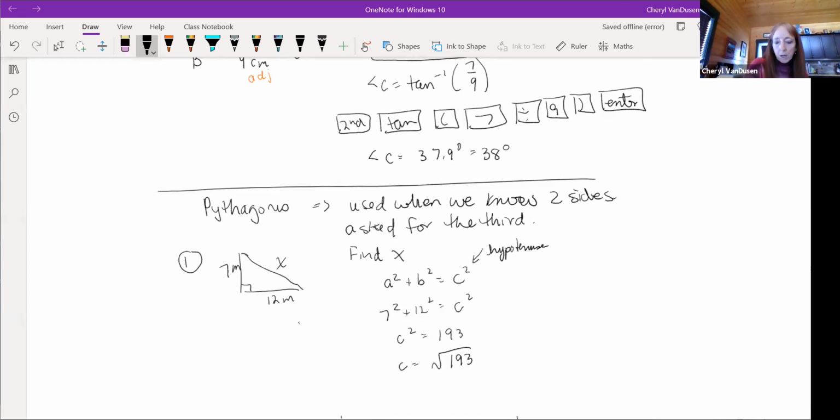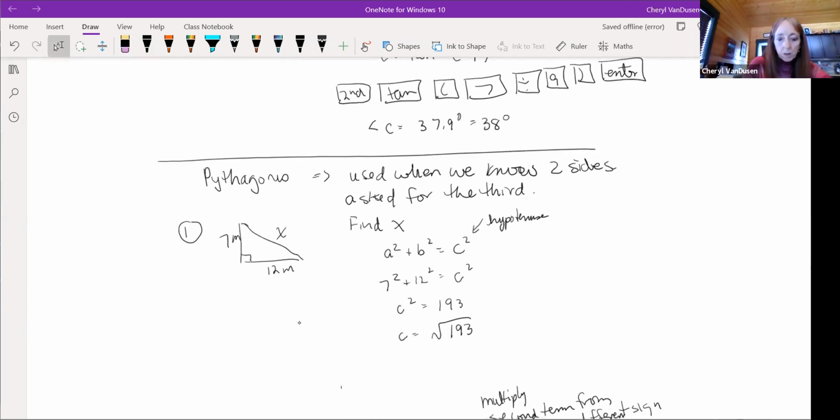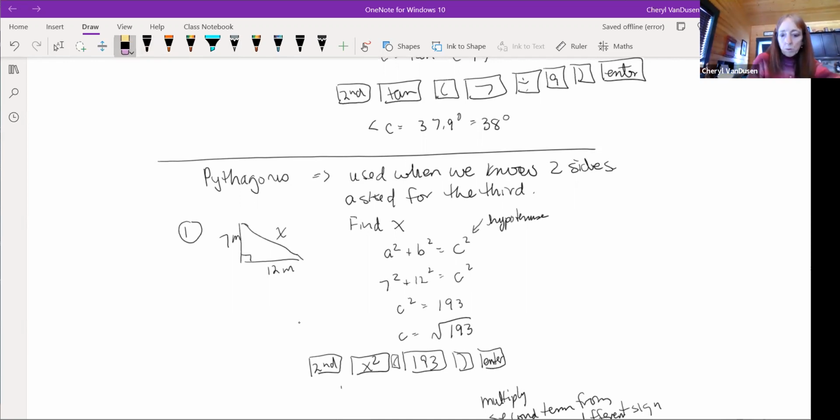So again, for anyone that is struggling with their calculator, what you would do is you go second function and x squared. That will open you up a square root. It'll put square root on there. And then you can enter 193. I think it opens a bracket as well, so we'll close the bracket, and then hit enter to get your answer for square root of 193. Okay, so we'll do that. And we get 13.9 if we round it off.